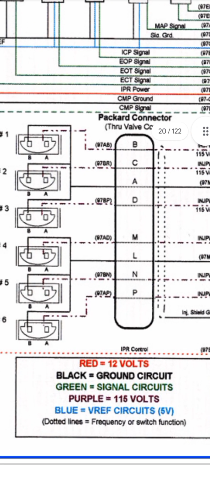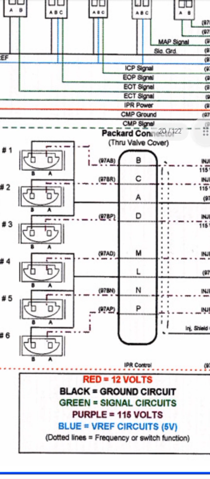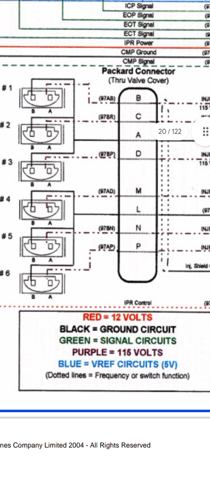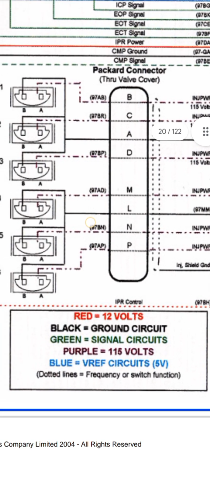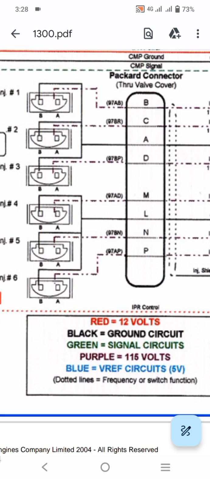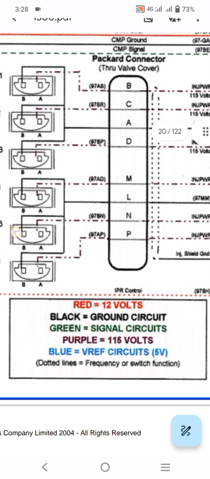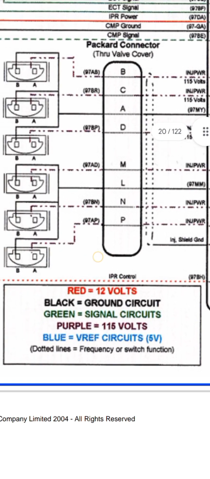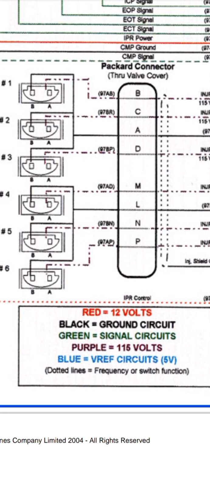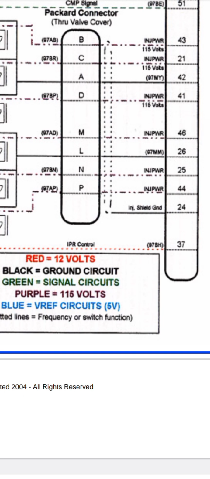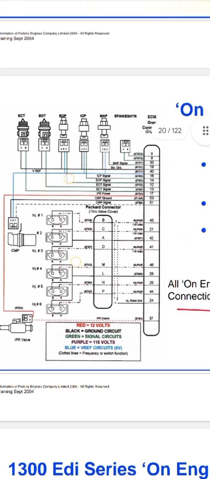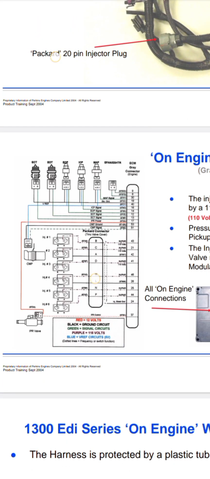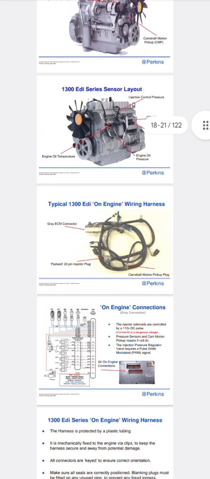After that, pins 46, 26, 25, 44 and 24 go directly to injector number 4, injector number 5 and injector number 6. This wire is common to the three injectors. After that, 46 is common, and the other wires 25, 44 and 24 are single separate wires going to the separate injectors. This is the complete wiring of our ACM and the EDI engine 1300 series wiring harness.